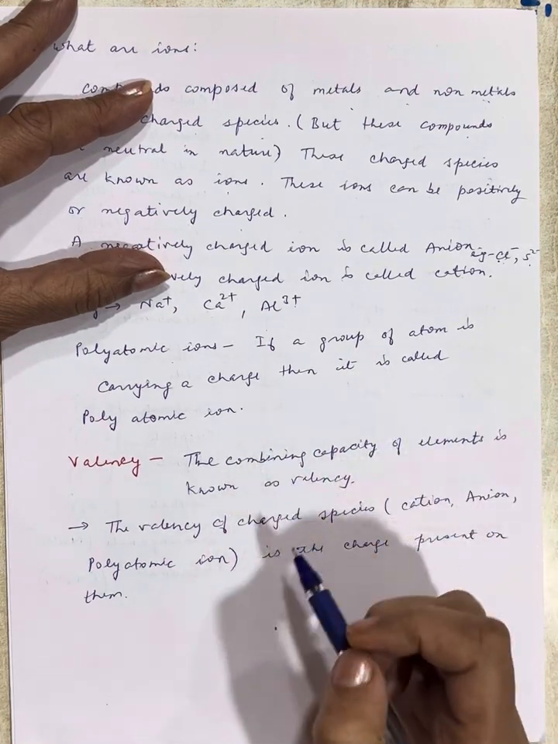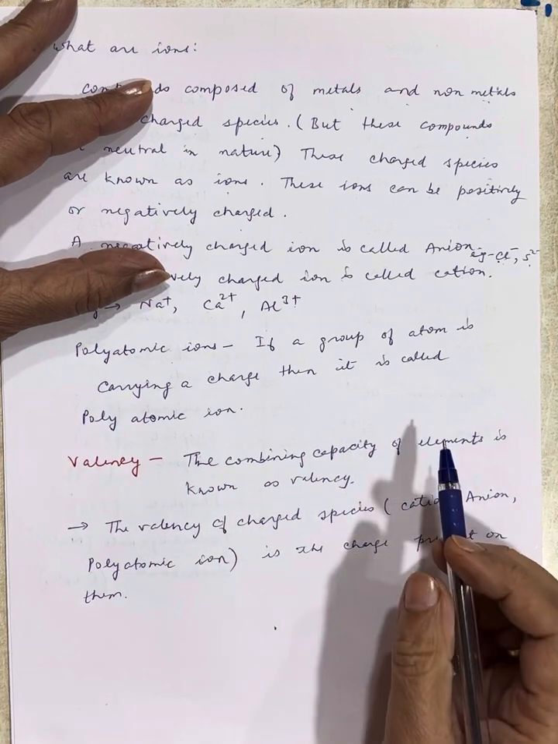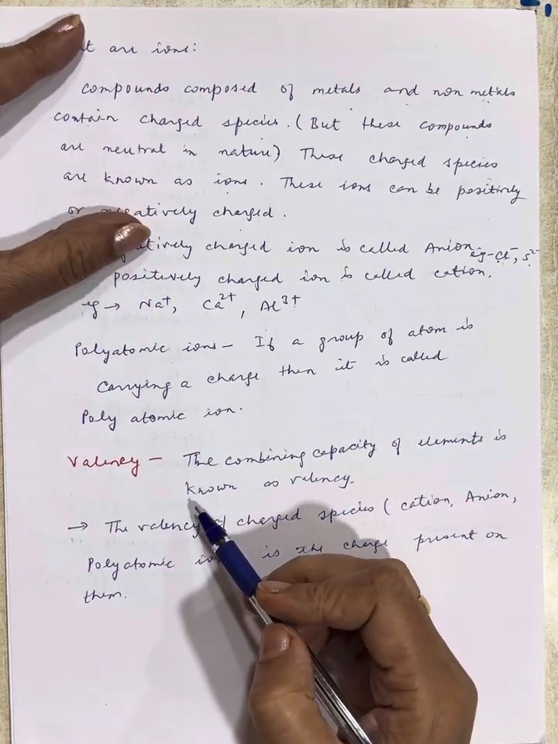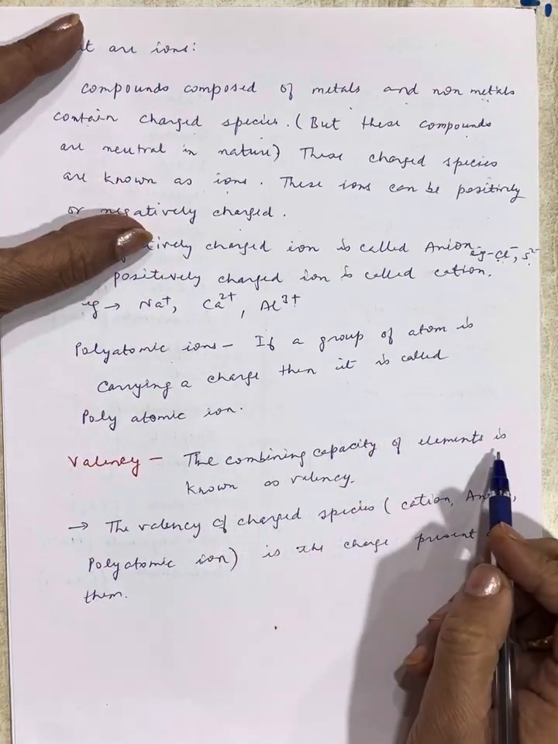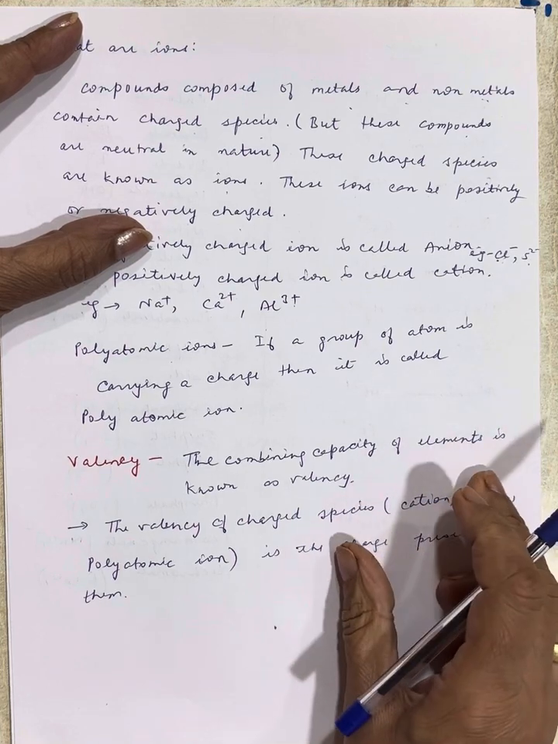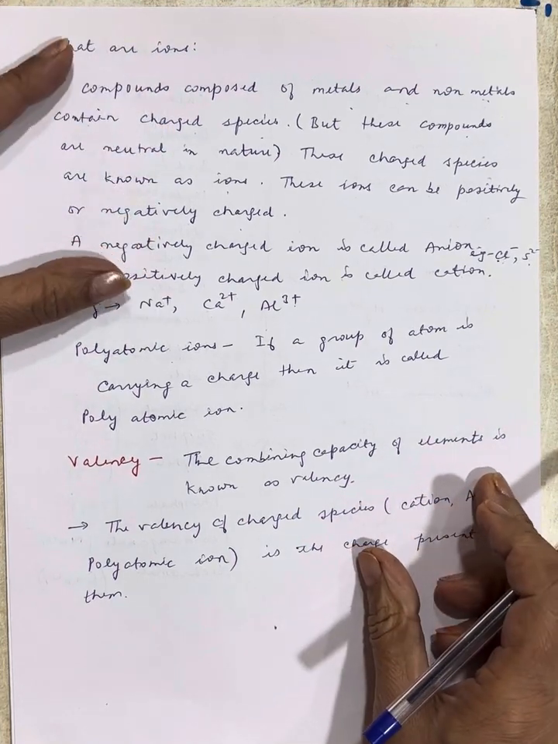We'll discuss them later on. Next my topic is valency. Valency is the combining capacity of elements. Okay. So what is actually combining capacity?